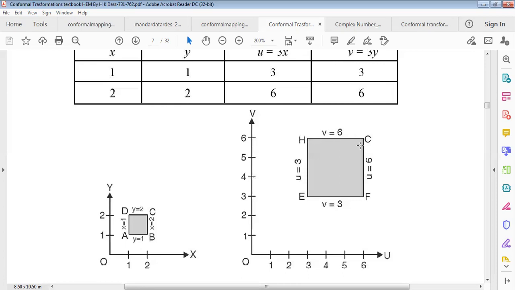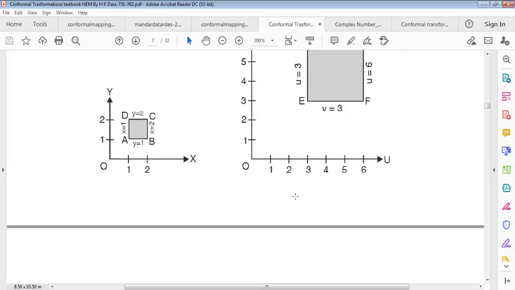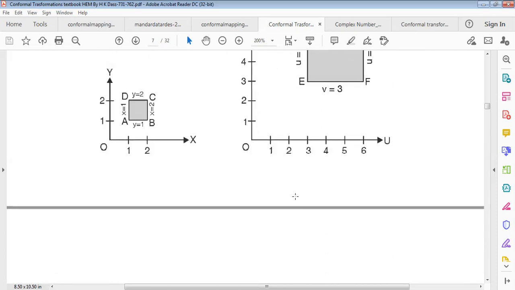So this is actually magnifying. This is the smaller size and this is the big size, but the same shape. Similar shape, not the same, similar shape. This is the shape of the z plane and this is the shape of the W plane, and it is called an example of magnification.